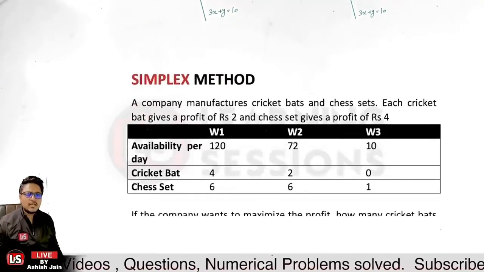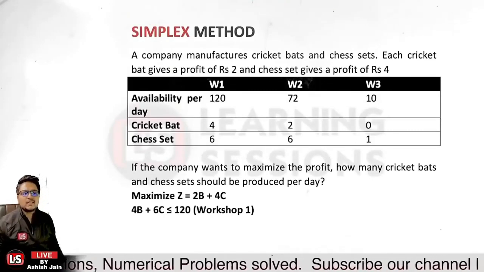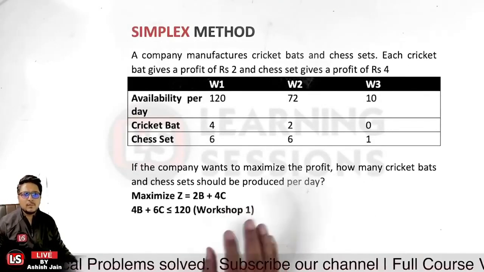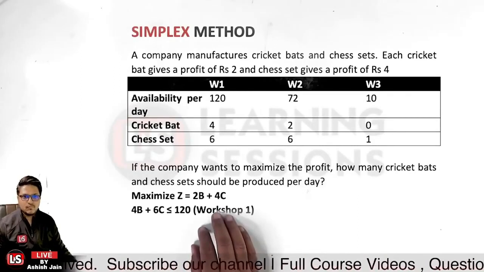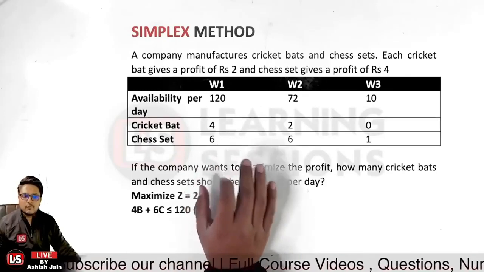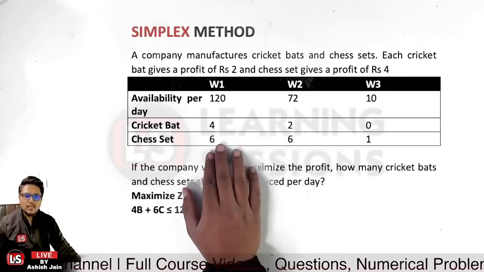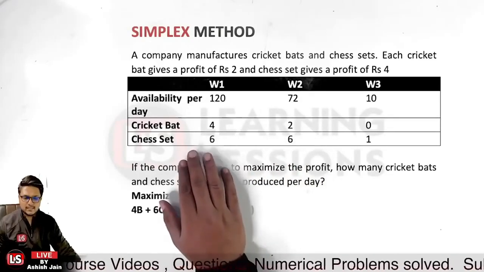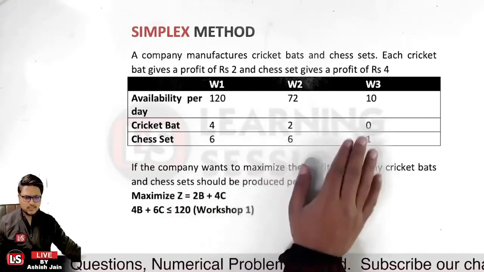We'll be starting again with a question. It says a company manufactures cricket bats and chess sets. Each cricket bat gives a profit of rupees 2, and each chess set gives a profit of rupees 4. We are further given the information that there are 3 different workshops, workshop 1, 2, 3, with availability of hours per day 120, 72, 10, and the hours needed for the cricket bats and chess sets are 4, 6, 2, 6, 0, 1.